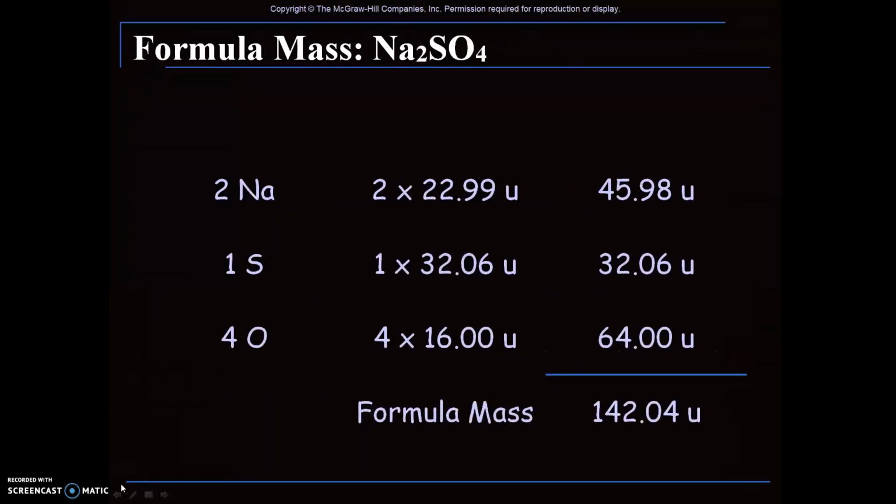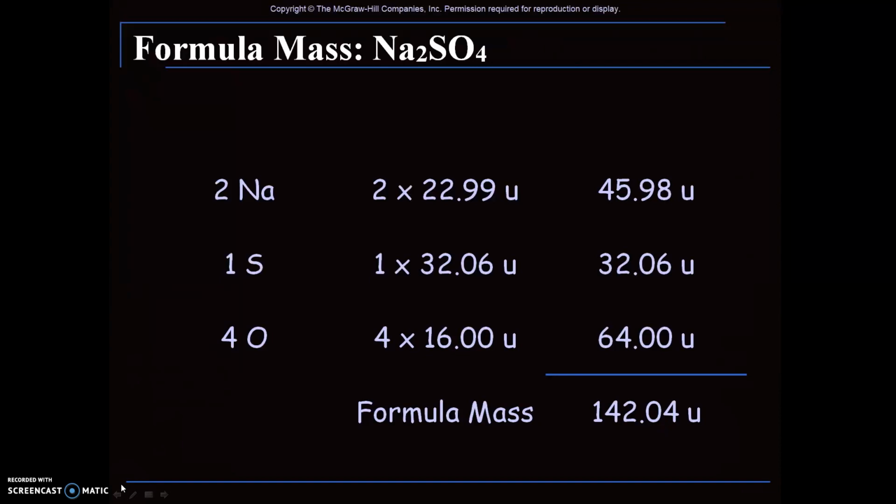Another example, you have Na2SO4. So in this case, how many sodiums do I have? I have 2 sodiums, 1 sulfur, and 4 oxygens. Based on that, each sodium would be 22.99. Like that, I have 2 sodium. So 2 multiplied by 22.99, which gives me 45.98.